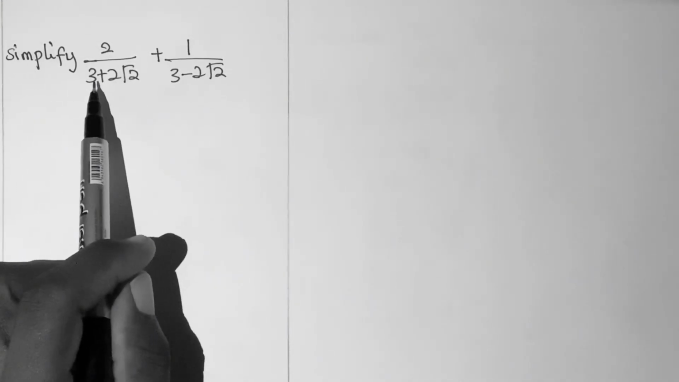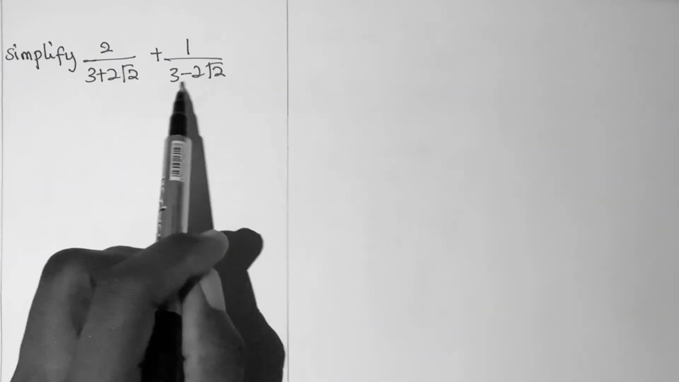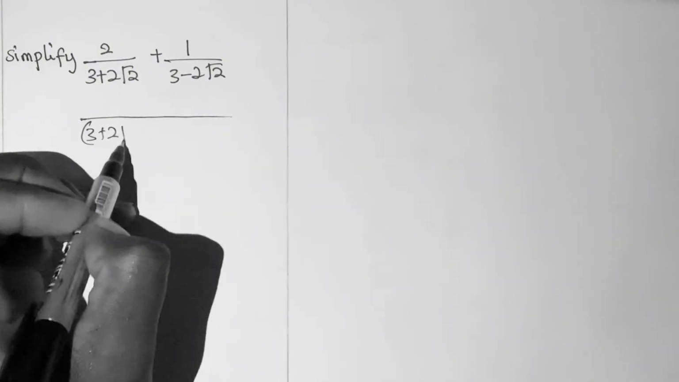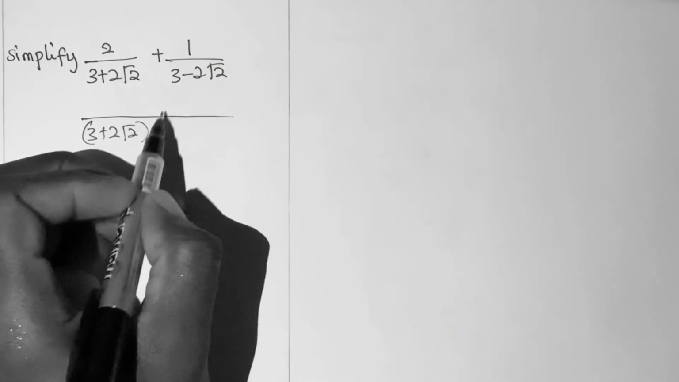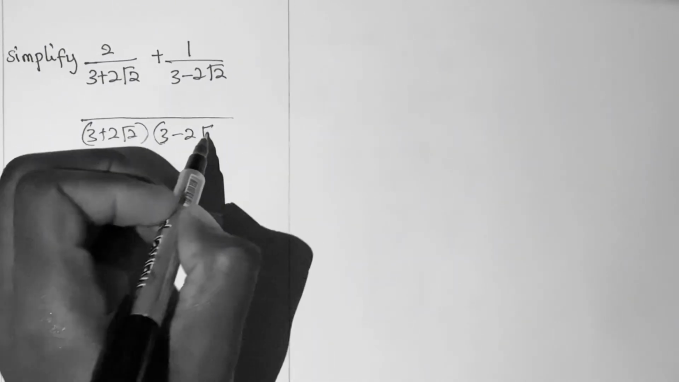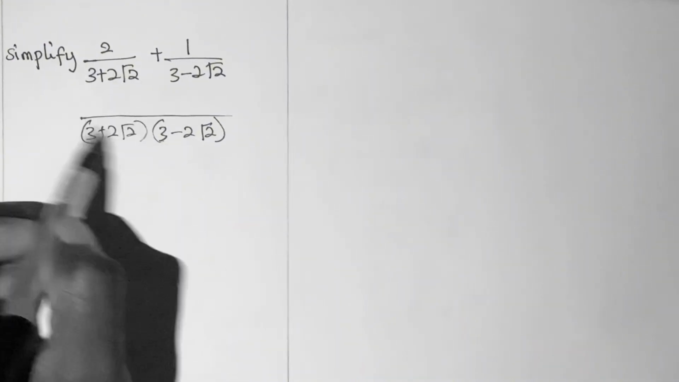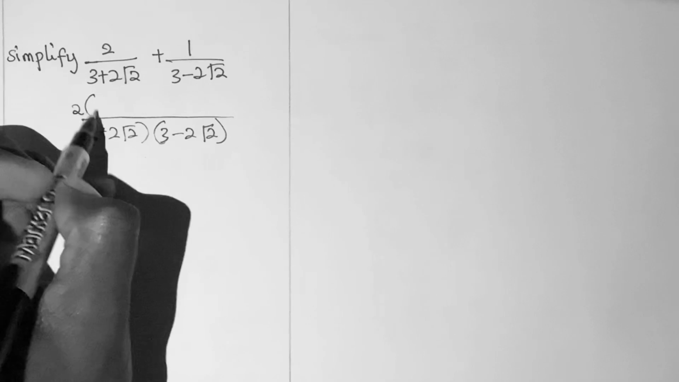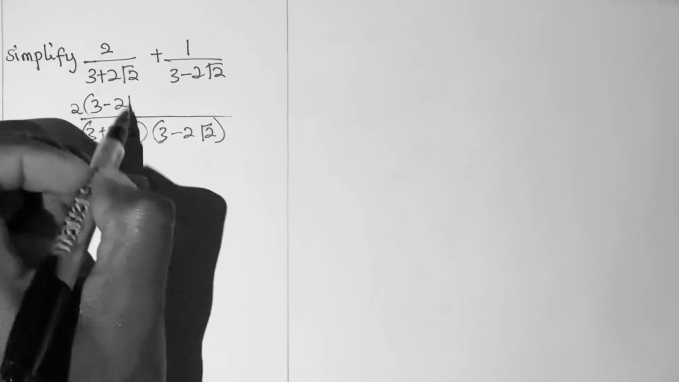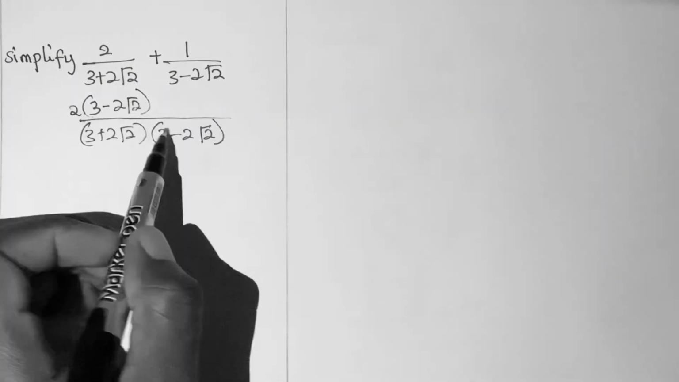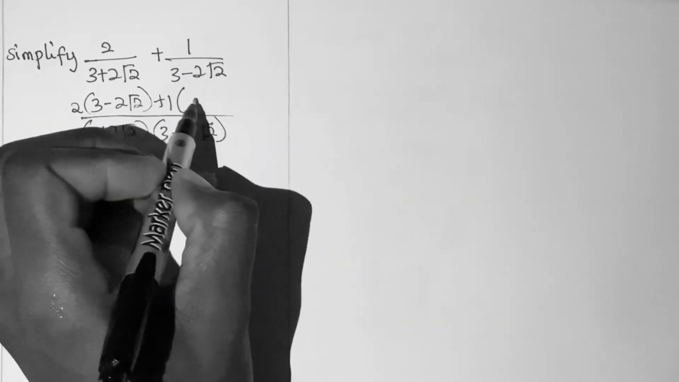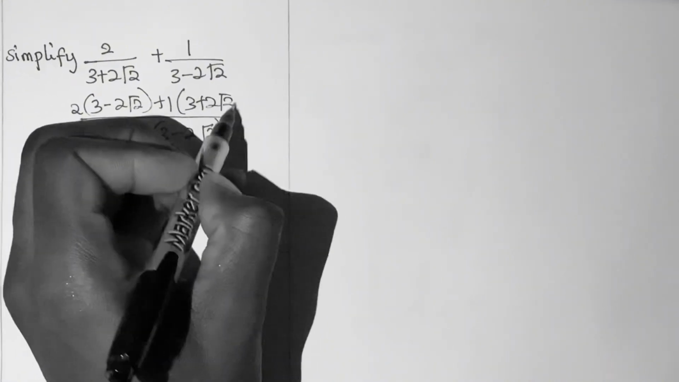Simplify 2 over 2 plus 2 root 2, plus 1 over 3 minus 2 root 2. So let's find the LCM. The LCM is 3 plus 2 root 2 times 3 minus 2 root 2. So you see that this one and this one will cancel out. So we'll be left with 3 minus 2 root 2 times 2. So here becomes 2 times 3 minus 2 root 2. And this one and this one will also cancel out. So we'll be left with 3 plus 2 root 2, so plus 1 times 3 plus 2 root 2.